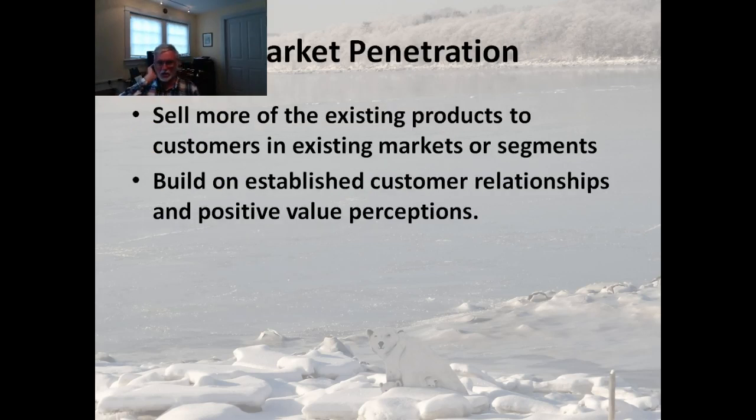A market penetration strategy is where we want to sell more of what we're currently producing, whatever our product or service is, to customers in markets that we're already addressing. So we're already addressing a market for polar bear icebergs. Since that's what I'm looking at, I guess that's where I'll come up with that market. Polar bears are out there looking for icebergs. Where are we going to sell more of our products? We want to sell more icebergs to the polar bear market. That's an existing market for us. It's an existing segment for us, and we want to sell more of the same.